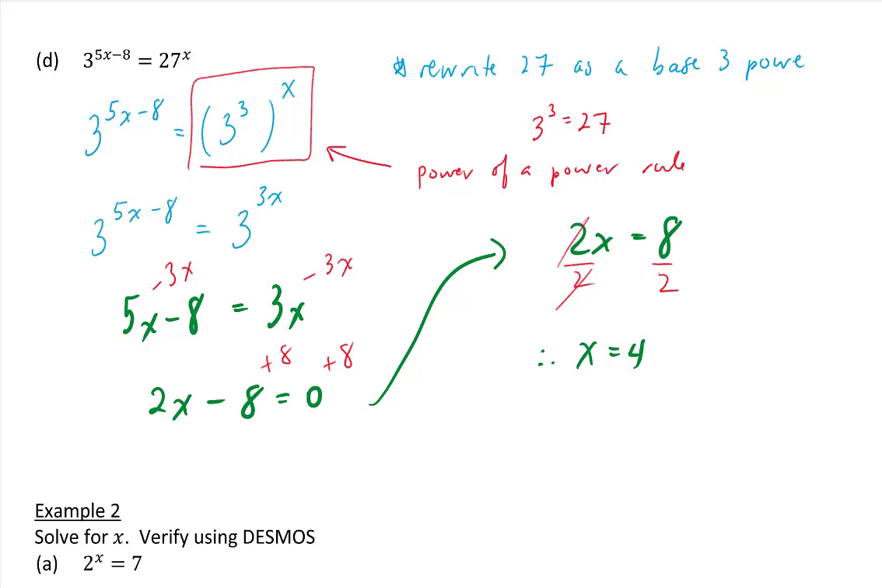So once again, make sure that both sides have powers of the same base. Simplify where needed, and then you can drop the base and then set the exponents equal to each other.